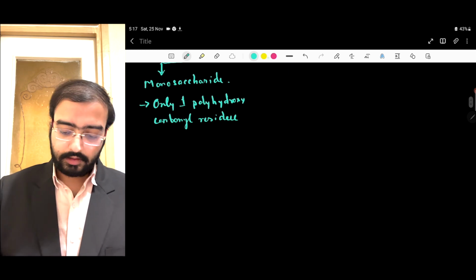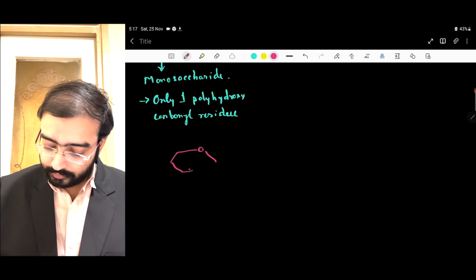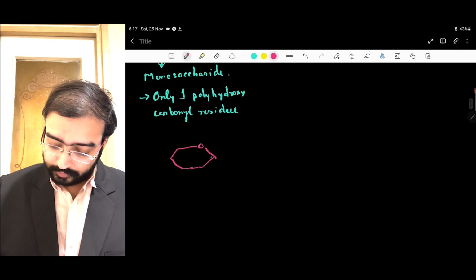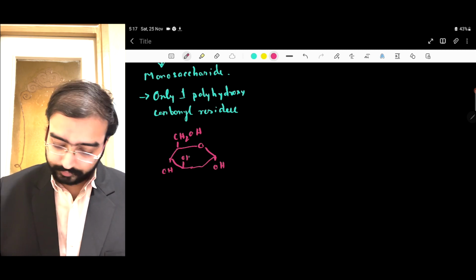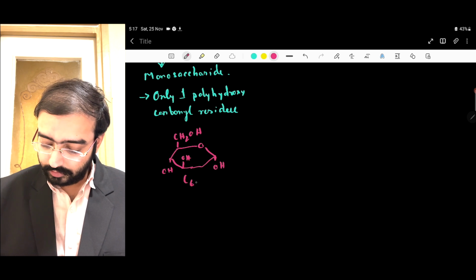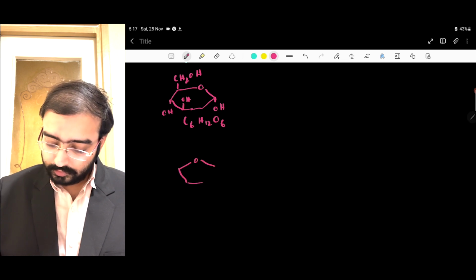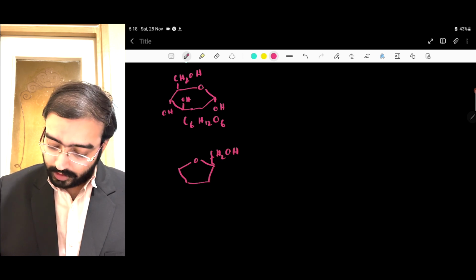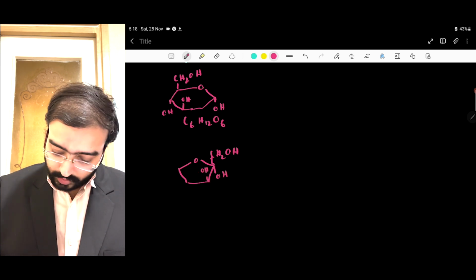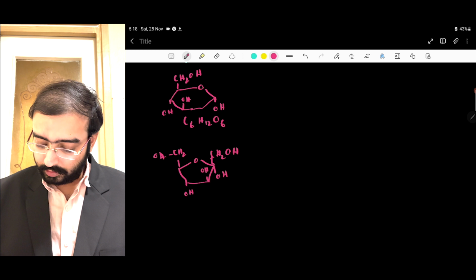What are the examples? Glucose and fructose. For example, glucose, CH2OH, OH, OH, glucose, okay, C6H12O6. Fructose, another example. Okay, take CH2OH, again here another carbon having OH and CH2OH, fructose.